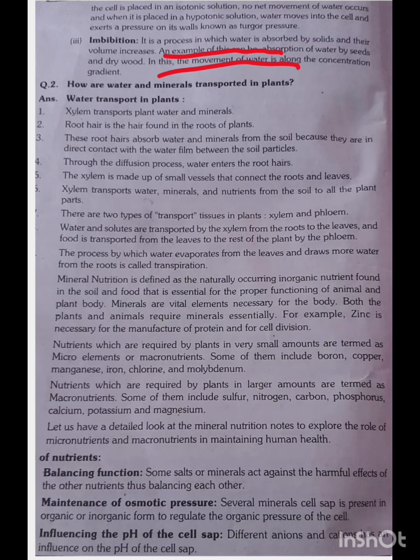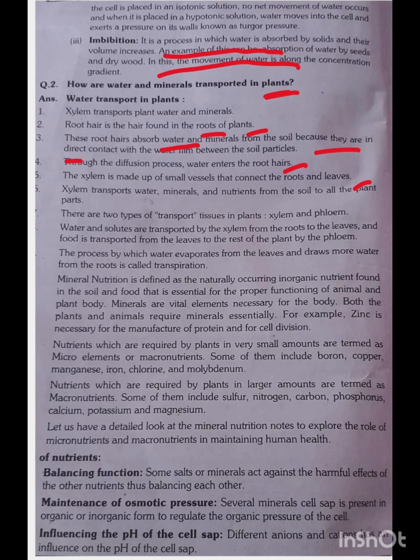The next question is, how are water and minerals transported in plants? Xylem transports water and minerals. Root hair is the hair found in the roots of plants. These root hairs absorb water and minerals from the soil because they are in direct contact with the water film between the soil particles. Through the process of diffusion, water enters the roots. The xylem is made up of small vessels that connect the roots and leaves. Xylem transports water, minerals and nutrients from the soil to all parts of the plant.